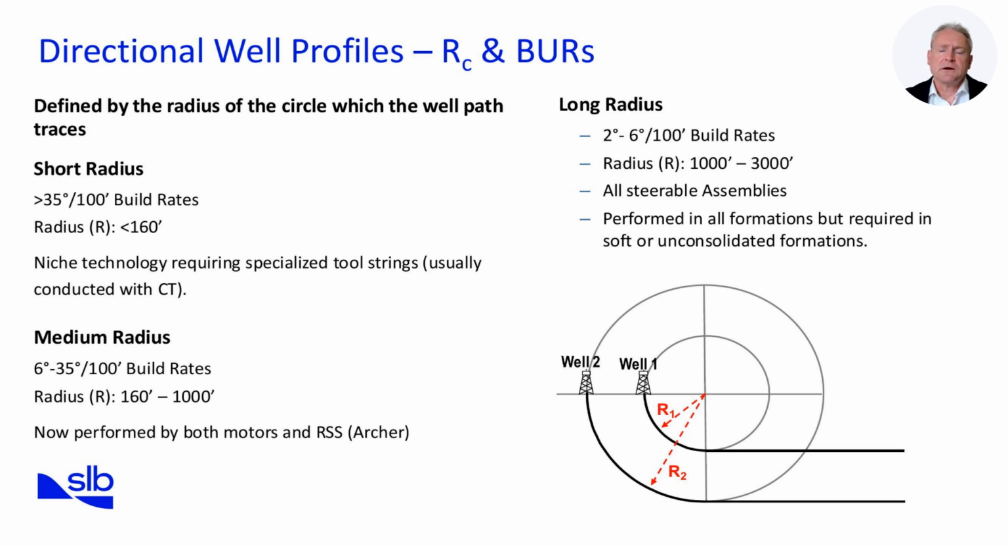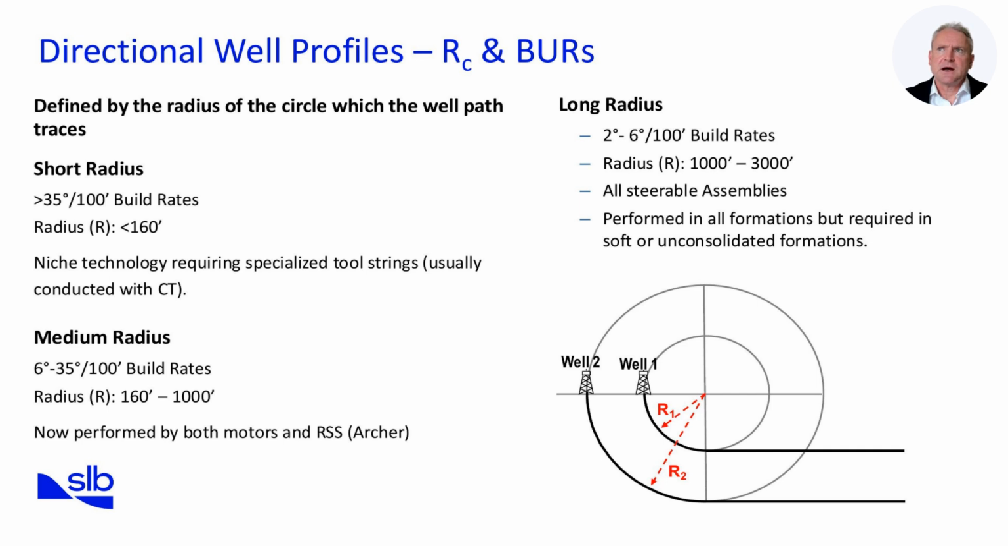Directional well profiles are commonly categorized into 3 types based on their radius of curvature and build-up rate: short radius, medium radius, and long radius wells. Let's go through each of them. 1. Short radius wells. These are characterized by very high build rates, which are typically greater than 35 degrees per 100 feet, with a radius of curvature of less than 160 feet.